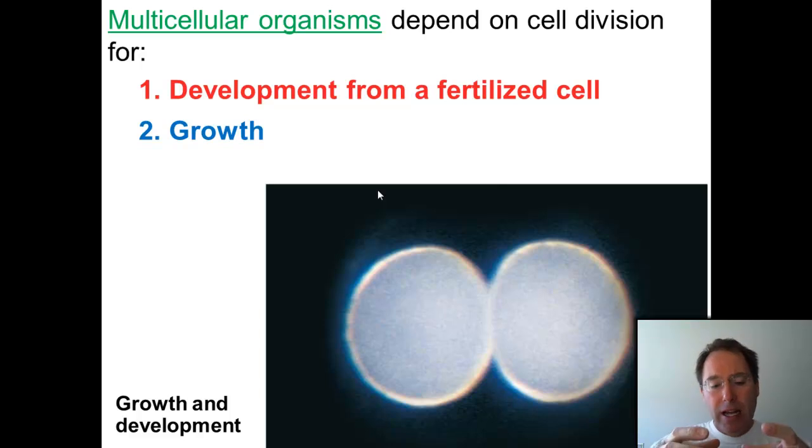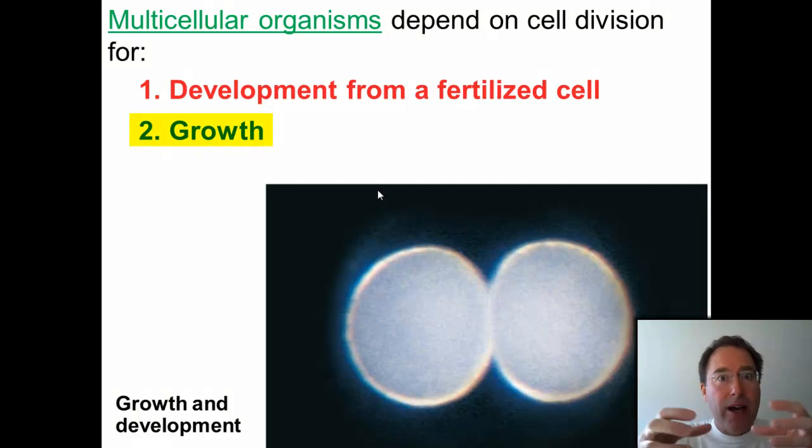And then once that little ball of cells, let's call it 2 cells, needs to divide again into 4, and then to 8, then to 16, and so on. We'll call that growth. That's cell division. Each of those cells are going to divide.